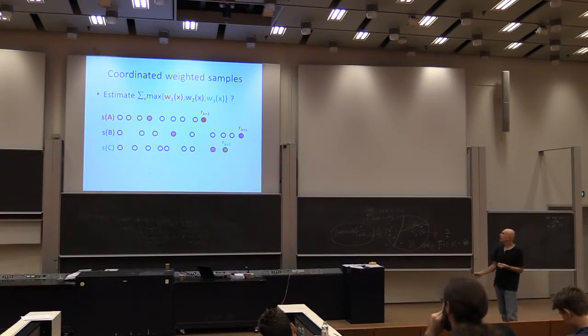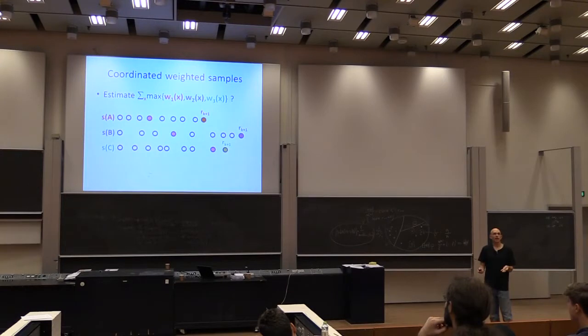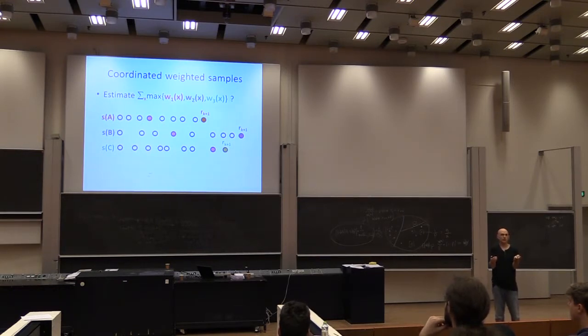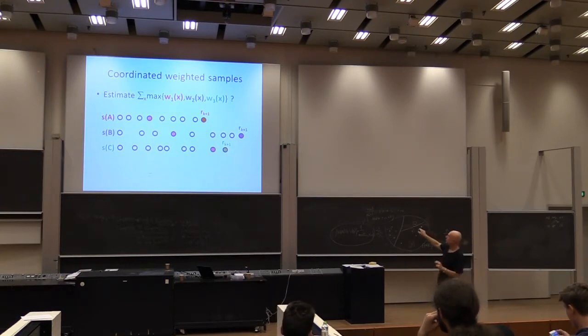So I look at my three samples, and the first question that I ask myself is, for which items in these three samples do I know the maximum? So if somebody appears in the sketch of A, maybe I didn't say it sharply enough. When router 1 samples an item, it only knows W1. So from this sketch, for each item in this sketch, I only know W1. For each item in this sketch, I only know W2, and so on. So if I see an item in all three sketches, then of course I know the maximum.